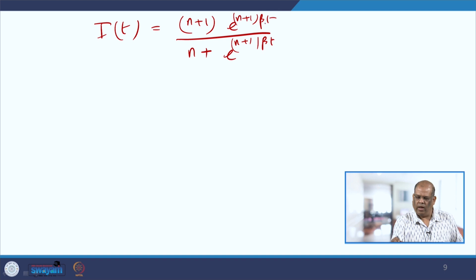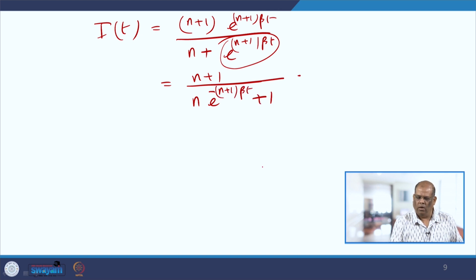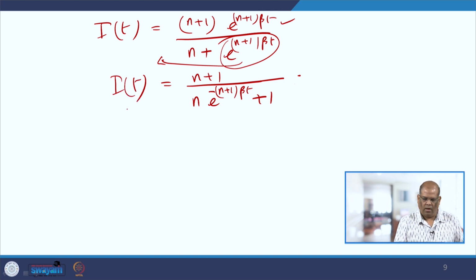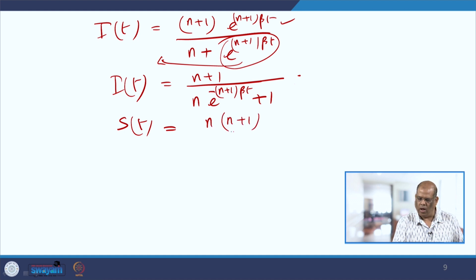So, just divide by this particular quantity, both numerator and denominator, and you will be getting n plus 1 divided by n e to the power minus n plus 1 beta t plus 1. Or you can just take this common, and then this particular term and this particular term will cancel, and you are left with this st. And I just rewrite this st, which is n into n plus 1 divided by n plus e to the power n plus 1 beta t.